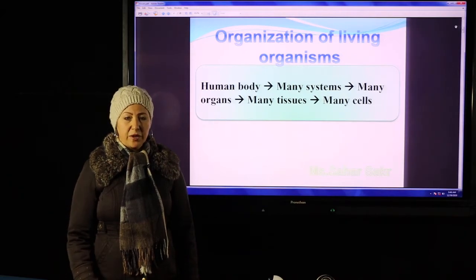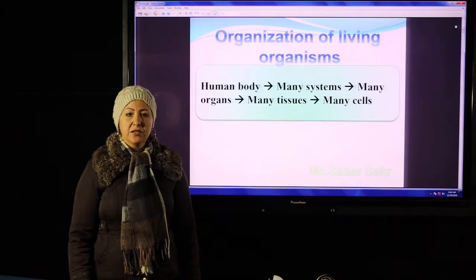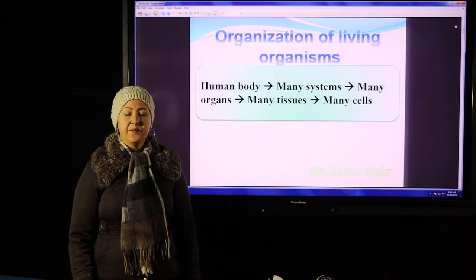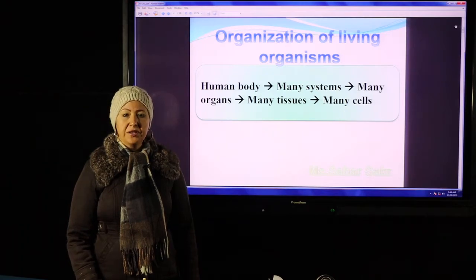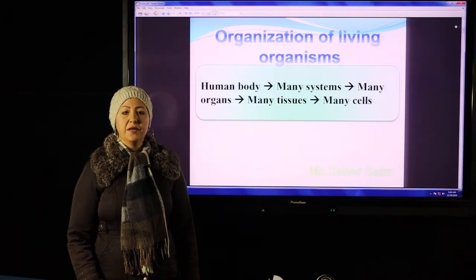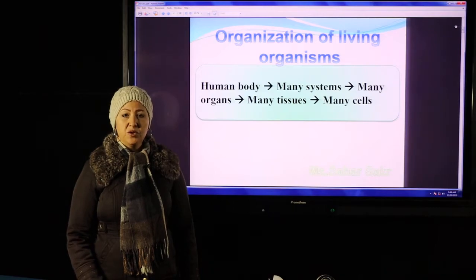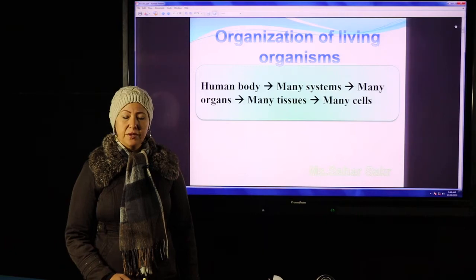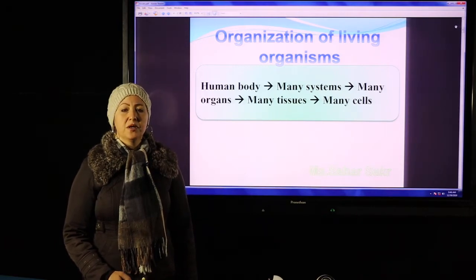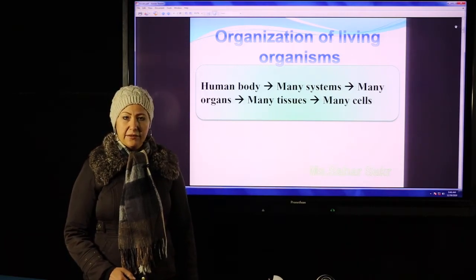For example, if we talk about the digestive system, it consists of a group of organs such as the stomach, the small intestine, the large intestine, and so on. Each one of these organs consists of a group of body tissues. So the tissue means layer, okay? Each tissue, under the microscope, consists of a group of cells, okay?